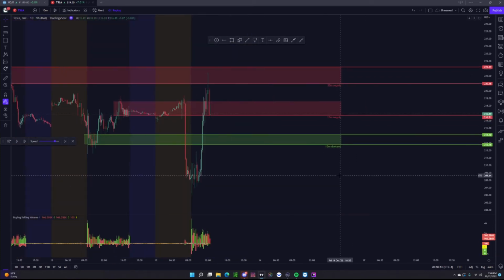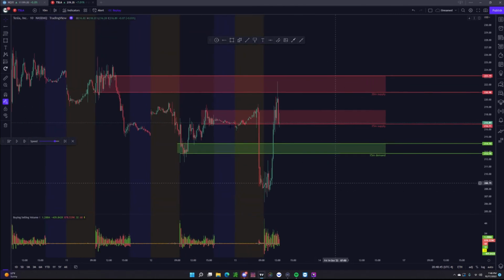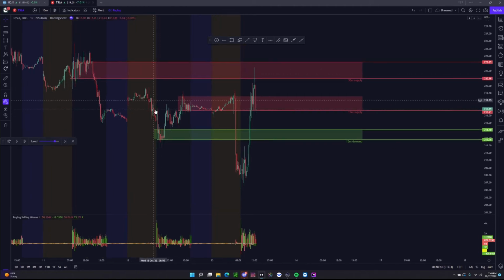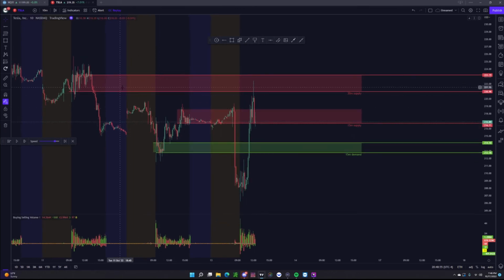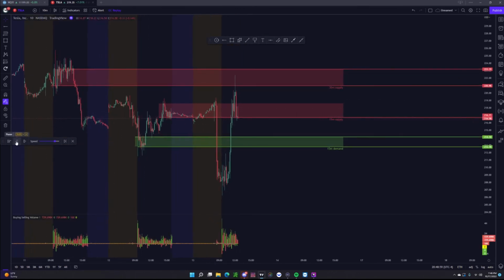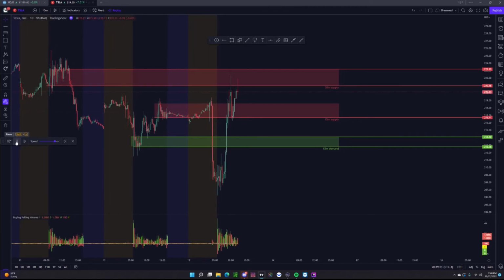Okay, so that is why we keep that 30-minute supply up here. Now, the reason on which I kept this 30-minute supply up here is because we never touched it. We never touched it this day. So that's exactly why I kept it there. So let's keep playing this because I'm real curious on how this works.